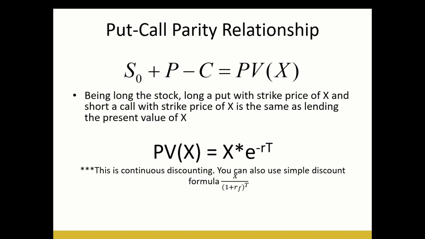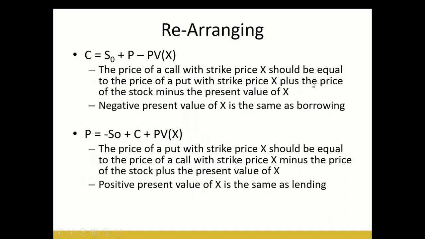If we want to interpret it, it's today's stock price, plus the put option premium, minus the call option premium, is equal to the present value of the exercise price. We can say being long the stock, long a put with strike price X, and short a call with strike price X is the same as lending the present value of X. This is how to interpret the put call parity. So let's see how to do that.